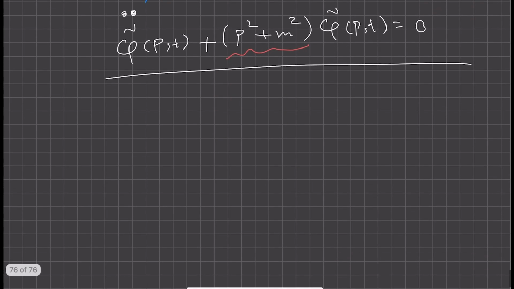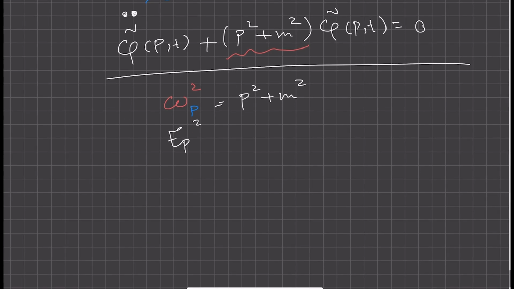So the characteristic frequency, omega squared, and I can add the index of p to it now because it's a function of p. P is the variable, it's a grid that we define our system on. It is defined as p squared plus m squared. And that could be seen as energy. We're going to later see that's basically energy. So energy squared is equal to p squared plus m squared. And what does it tell us? That's the relativistic energy dispersion.